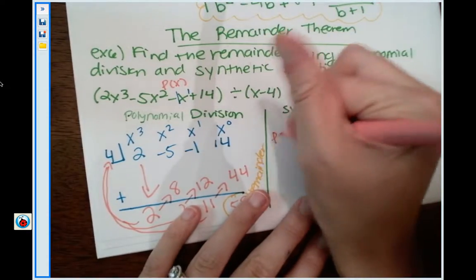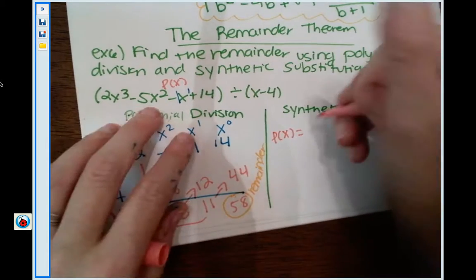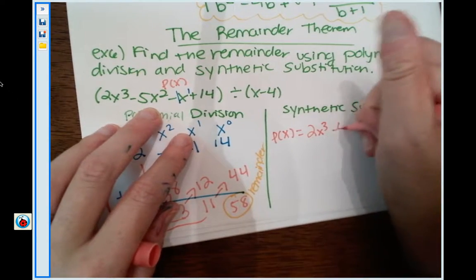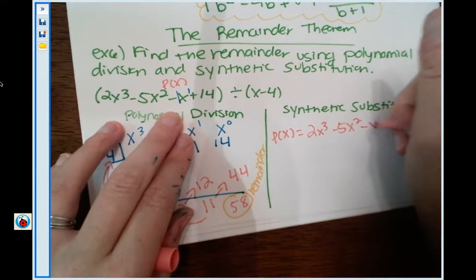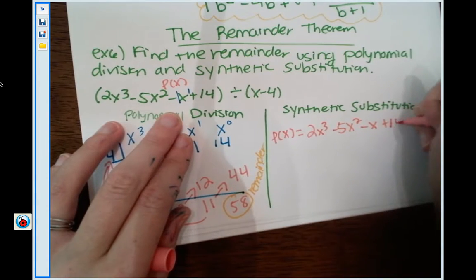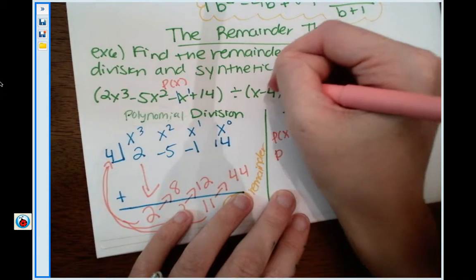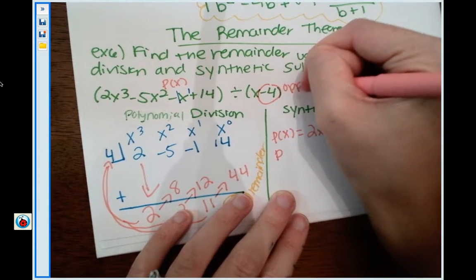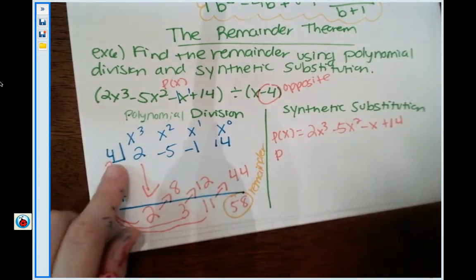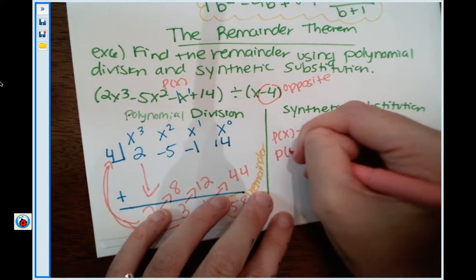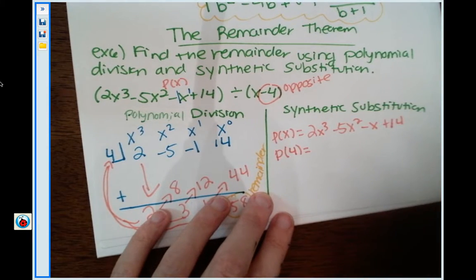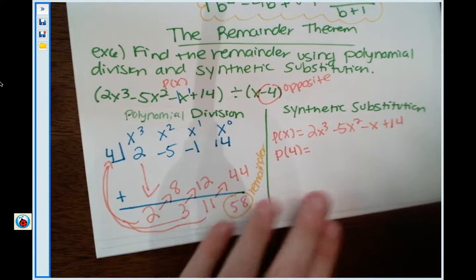Okay, so p of x equals our dividend, which is 2x to the third, minus 5x squared, minus x, plus 14. Okay, so all we're going to do, you guys, is put in the opposite of this number, which is the same number as in the box. If I put that in for x in our dividend, we should get the remainder. So let's see what happens.